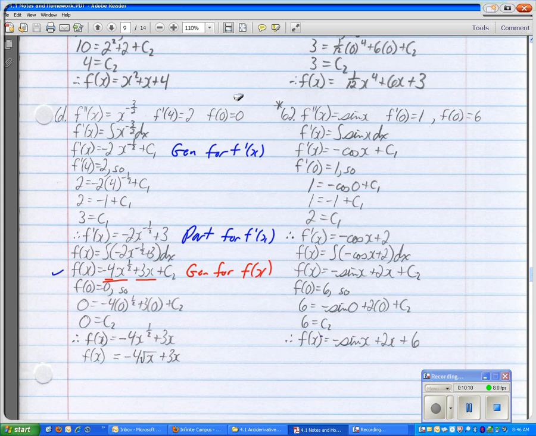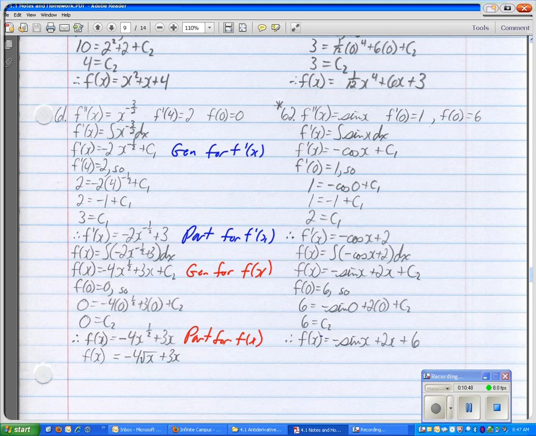Let's get the particular solution for f of x. So use the condition they gave us that f of 0 equals 0. So that means the function equals 0 whenever x equals 0. So the function equals 0, x equals 0. Solve it for C2. C2 equals 0. So that gives us the particular solution for f of x. Well, that was fun, right? Good time had by all.